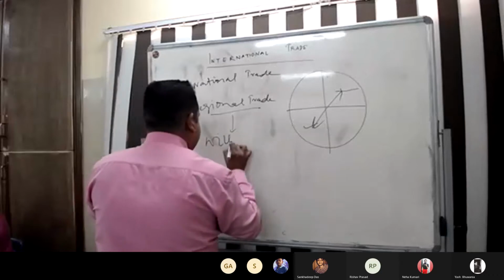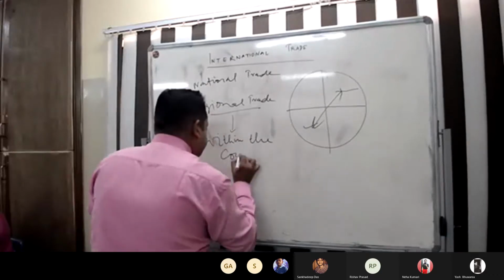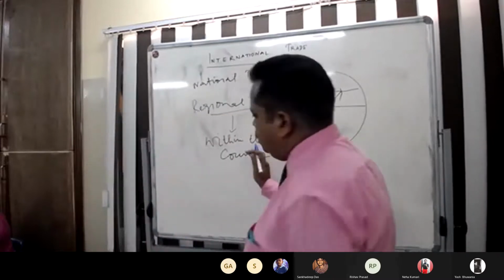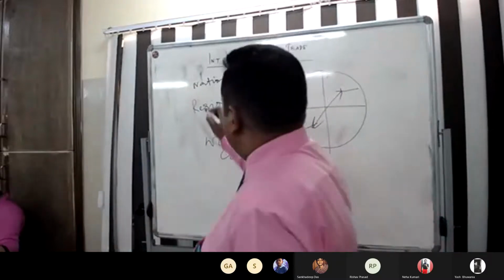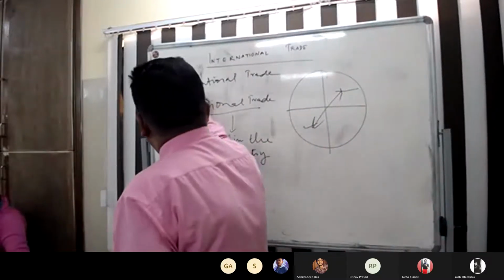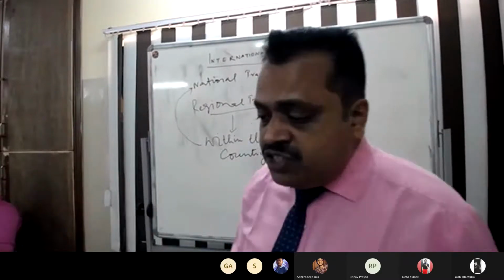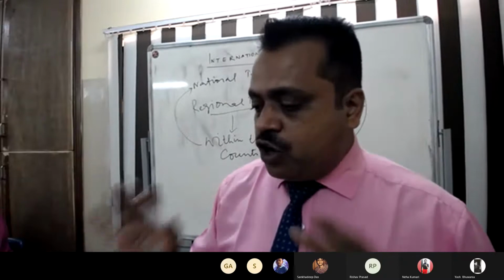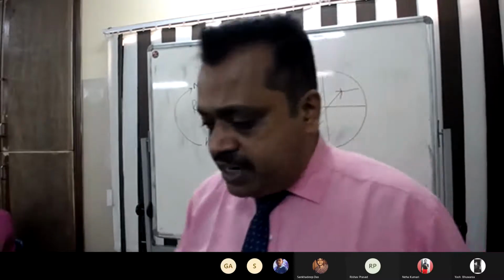So whether it is regional trade or another kind, it occurs within the country. If the trade occurs within the country, with sellers and buyers from the same country, it is automatically treated as national trade. But our topic of discussion is international trade.